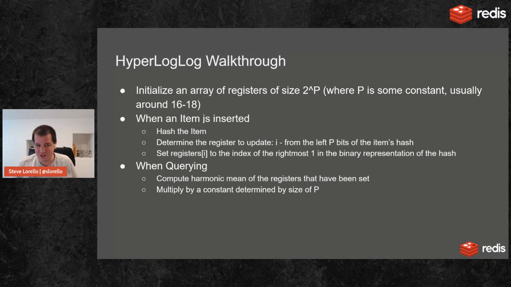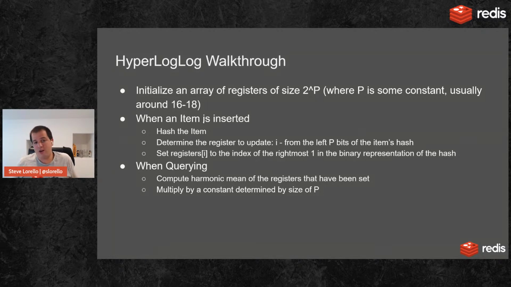So this is also the quirkiest of the data structures we're looking at today. To initialize a HyperLogLog, you just initialize an array of registers that's size 2 to the p. And this p constant is a value that you set in the beginning. It's usually like 16 to 18. I think the one that Redis uses is 16.